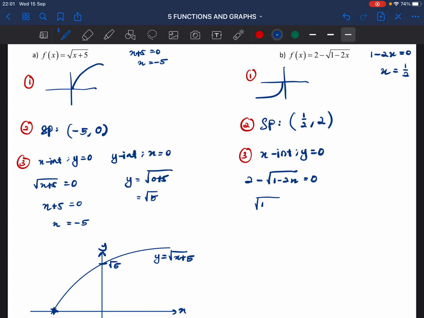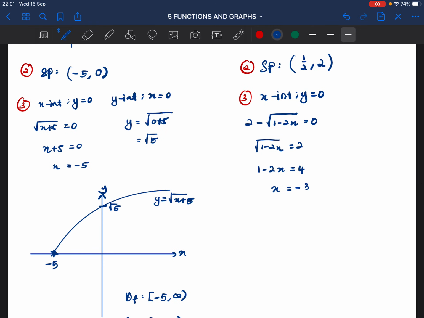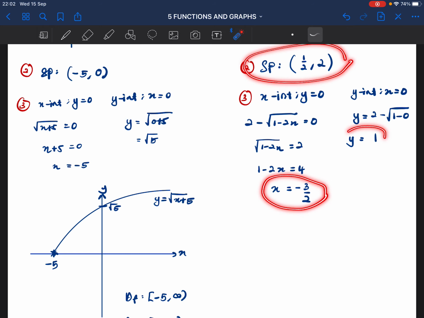Okay, ini ialah kamu punya square root equation lah. Okay, set equation kamu. So here is 1 minus 2x equals to 4. We are going to have x is equals to -3/2. Okay, so as for y-intercept pula, when x equals to 0, we will have y equals to 2 minus square root 1 minus 0. So 2 minus 1, kita akan dapat 1. Okay, so we have everything. We have our starting point, we have our x-intercept, we have our y-intercept.